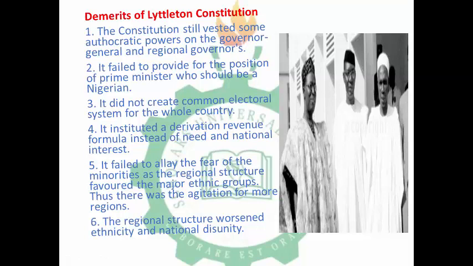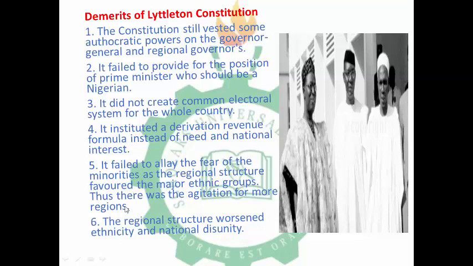Then let's go to the need. When we say need, the revenue sharing was not based on the need of each of the regions. And when we say national interest, it was not based on the interest of the aggregate economy in terms of infrastructural development and other facilities, but on the derivation formula. Then the fifth one here is that it failed to allay the fear of the minorities, as the regional structure favoured the major ethnic groups. Thus, there was agitation for more regions.